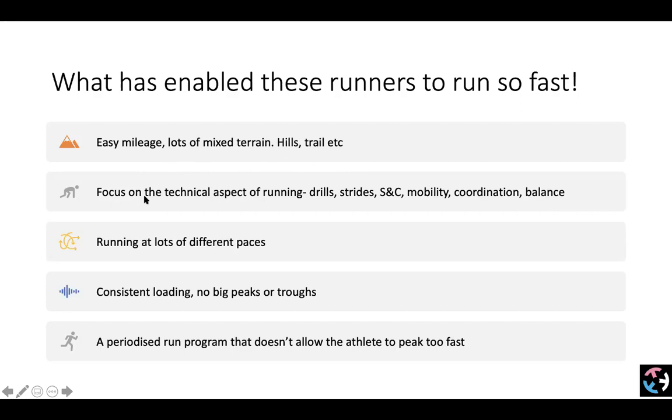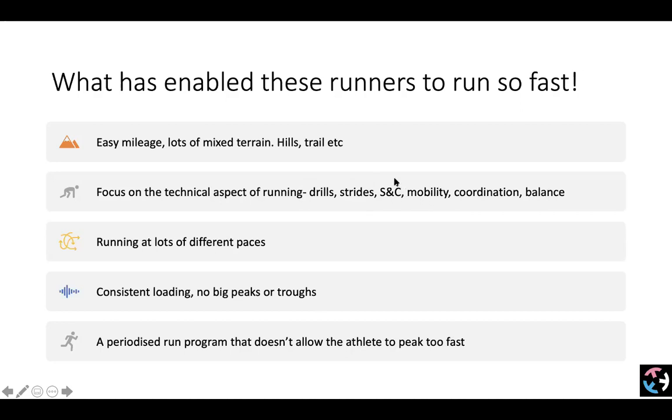They put a lot of focus on the technical aspects of running. Pretty much every time they go out for a run session, a long run or an easy run, there'll be some drills, strides, S&C, mobility, and focus on coordination and balance. They might do some mobility before or after their run. They might do drills before the start of a run session, pretty much before every run session, same as strides. We also do a 45-minute session just focused on these two aspects and the mobility.